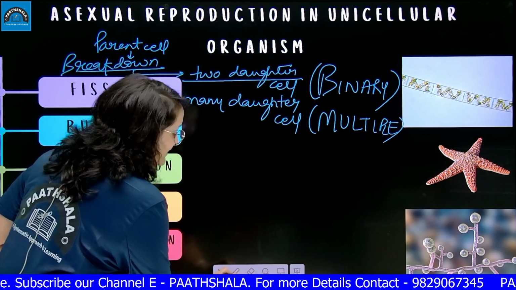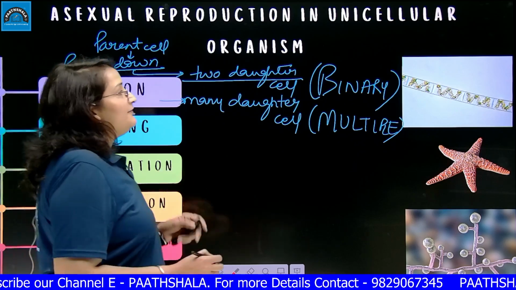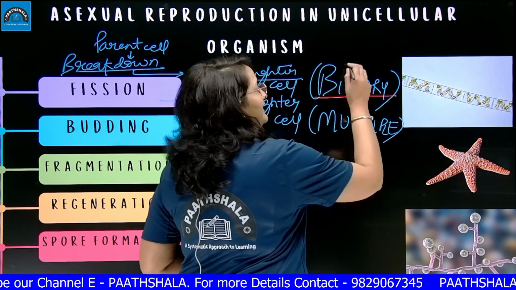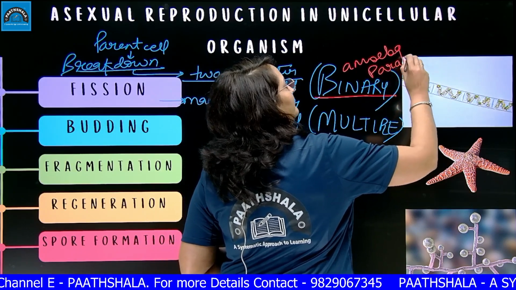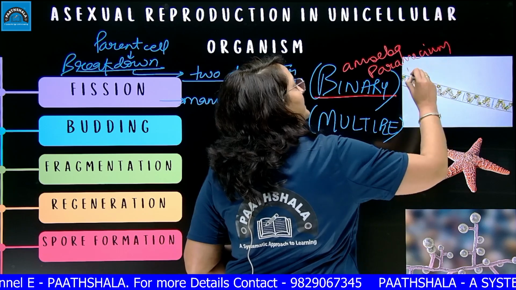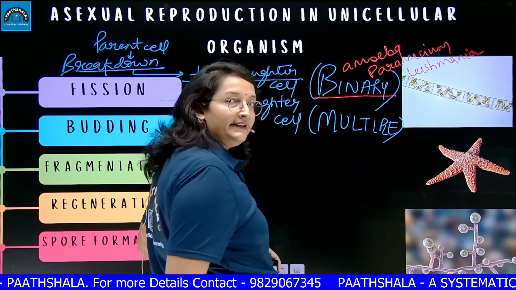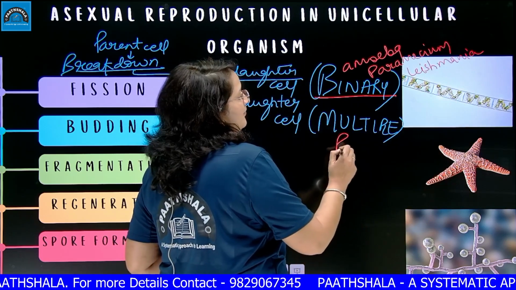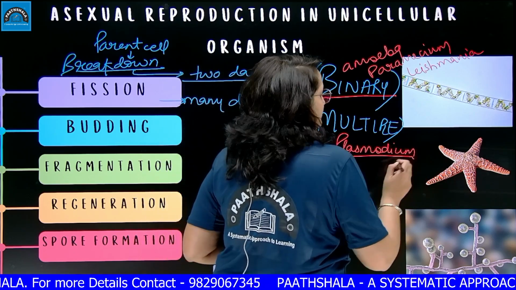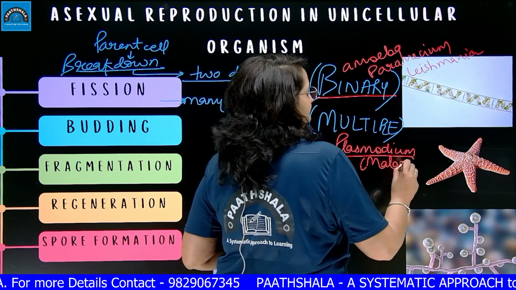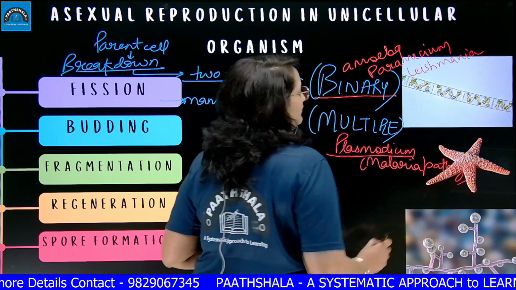Okay, but this is not enough. We have to remember the examples also. Binary fission generally seen in amoeba, paramecium, leishmania. Multiple fission is seen in plasmodium. Plasmodium, which is pathogen of malaria. Right? Examples also you have to remember.